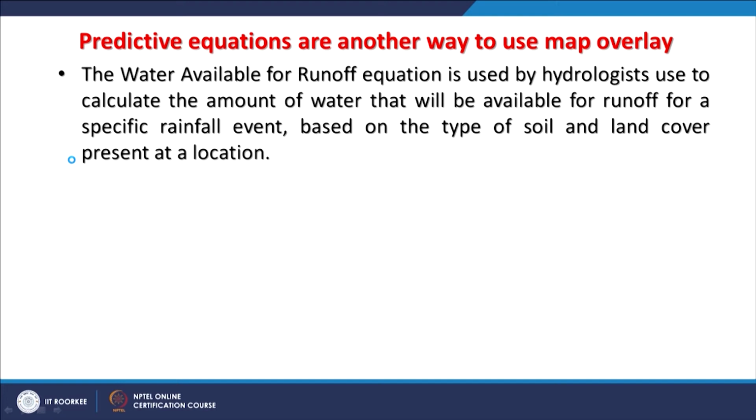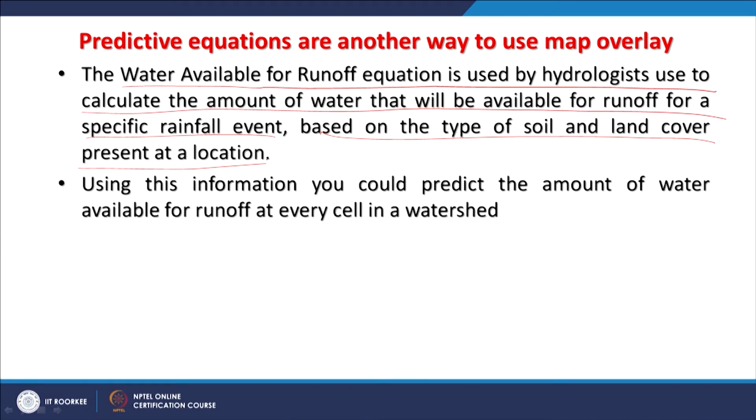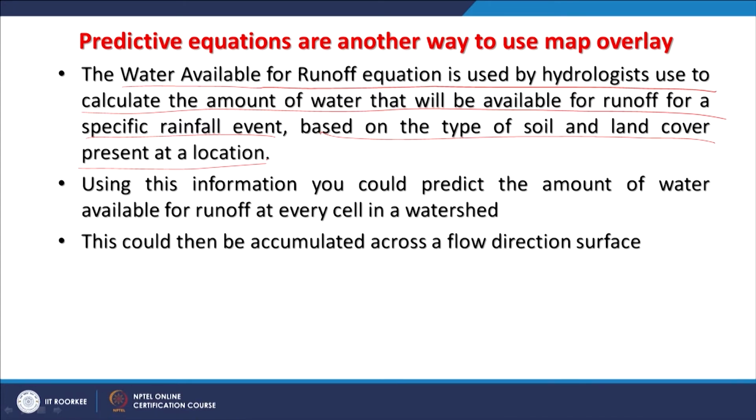Now, predictive equations are another way to use map overlay, depending on the purpose. If I want to calculate water availability, the runoff equation is used by the hydrologist to calculate the amount of water that will be available for runoff for a specific rainfall event, based on the type of soil and land cover present at a location. This information can also be used to predict the amount of water available for runoff at every cell in a watershed, and this could then be accumulated across a flow direction surface.